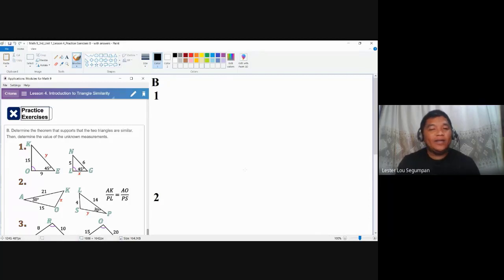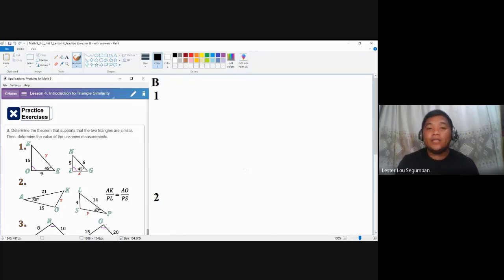Hi, we are still on triangle similarity. But for this practice exercise, we need to first determine if they are similar or not. Unlike the previous video, wherein we were already given that the two triangles are similar, number one is triangle KOE, which is similar to triangle NLG, or not. And number two, we have triangle ZOM is also similar to triangle ZOM.